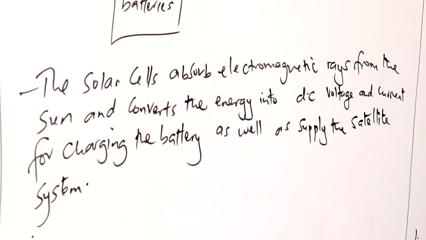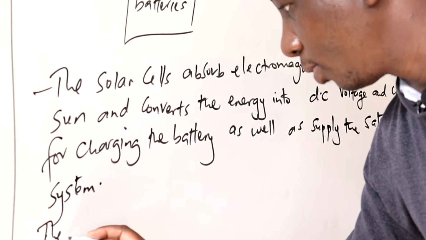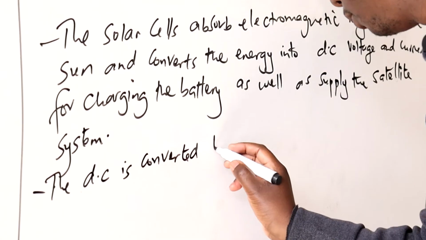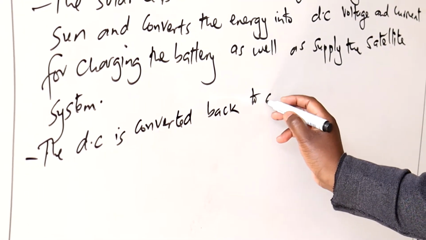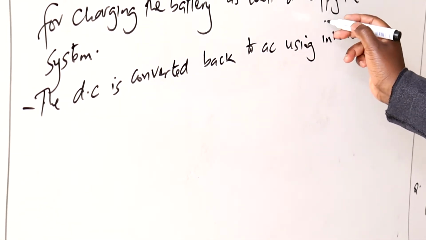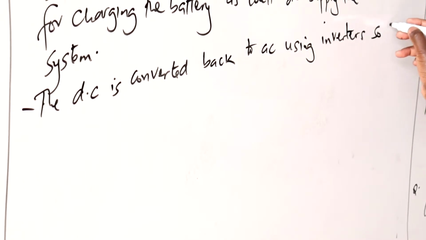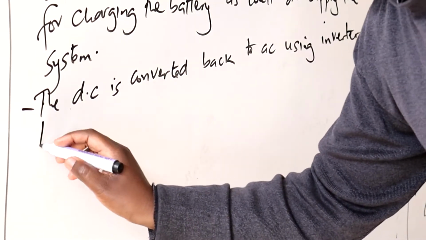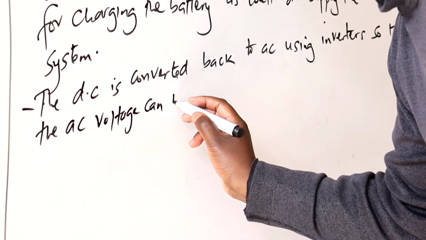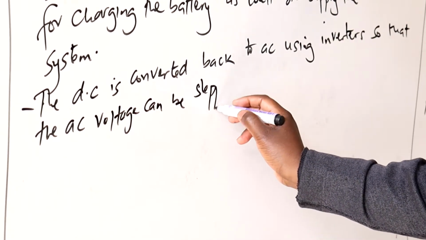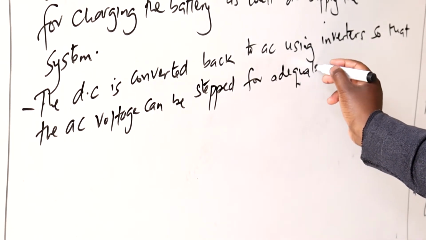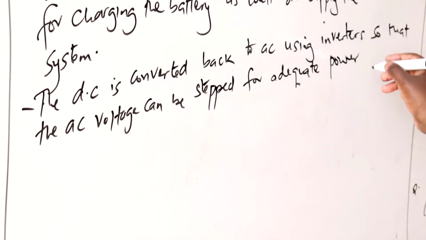The DC is converted back to AC using inverters so that the AC voltage can be stepped up for adequate power requirements.